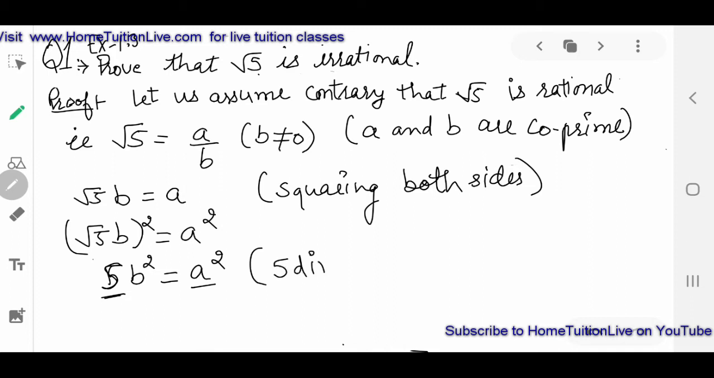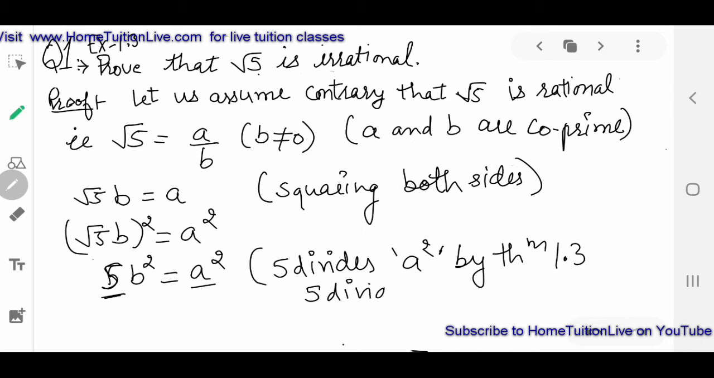5 divides a square. So by theorem 1.3 we can say 5 divides a. It means 5 is the prime factor of a. So we can write a is equal to 5c.